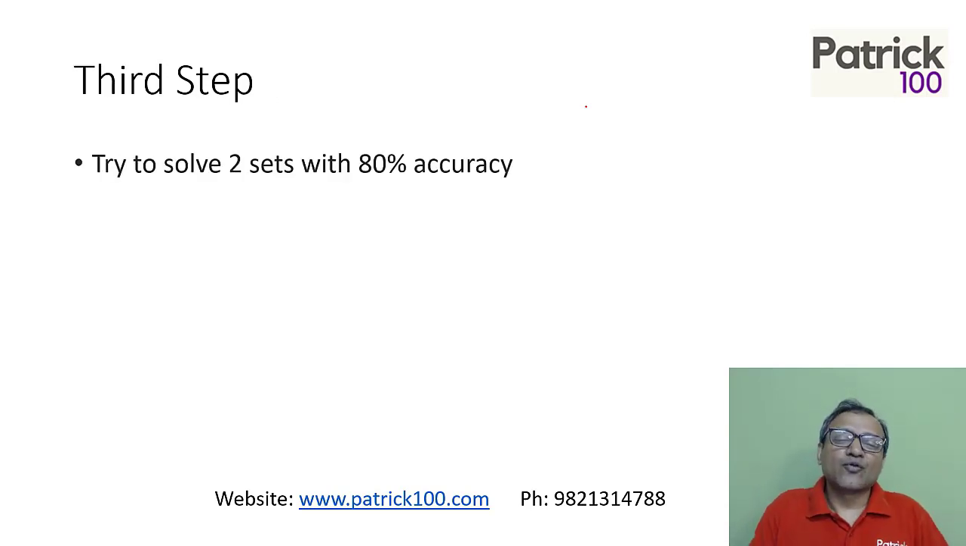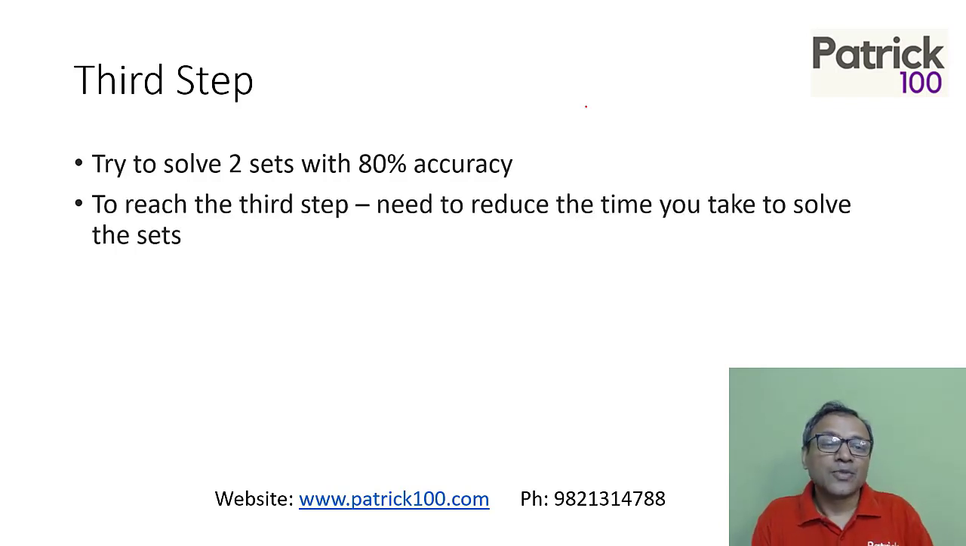Third step, going further: try to solve 2 sets and get 80% accuracy in them. That is, one set and some more questions, or 2 complete sets, and get 80% accuracy. This will ensure that you get 80%. To reach the third step, you need to reduce the time you take to solve a set. You initially solved one set in a given time frame. Now you want to solve 2 sets in that time frame.